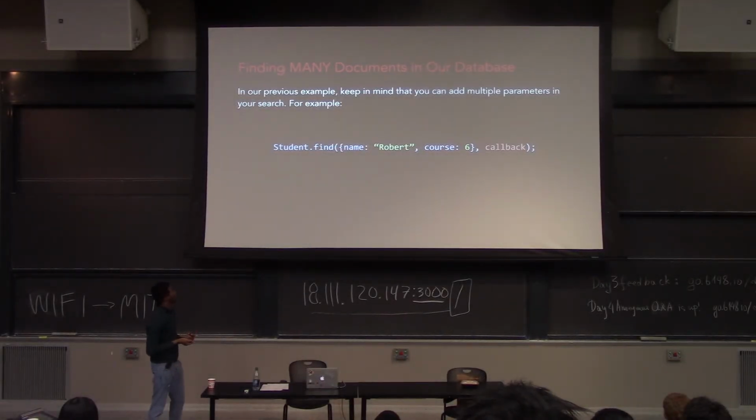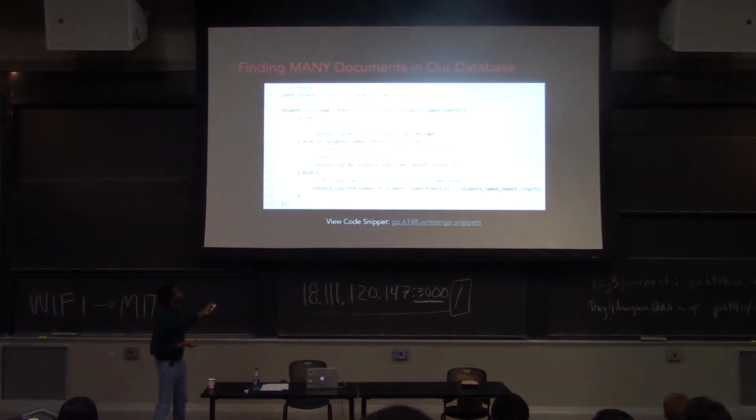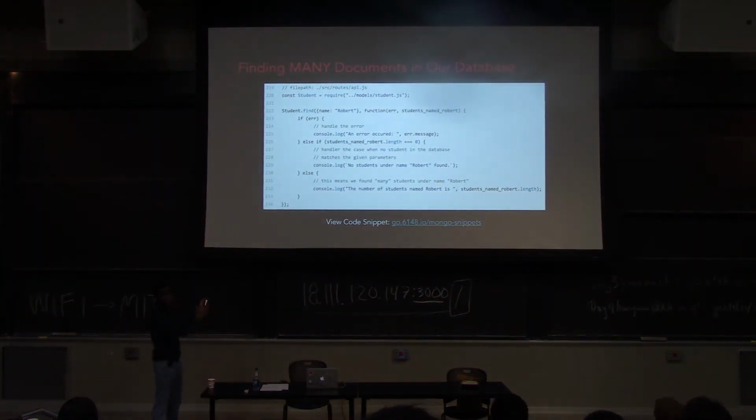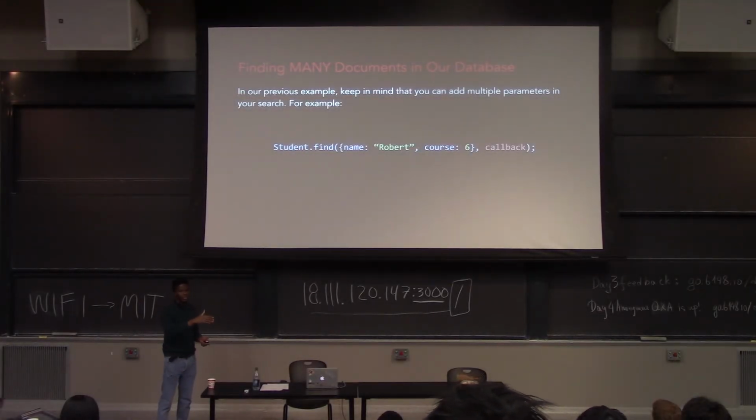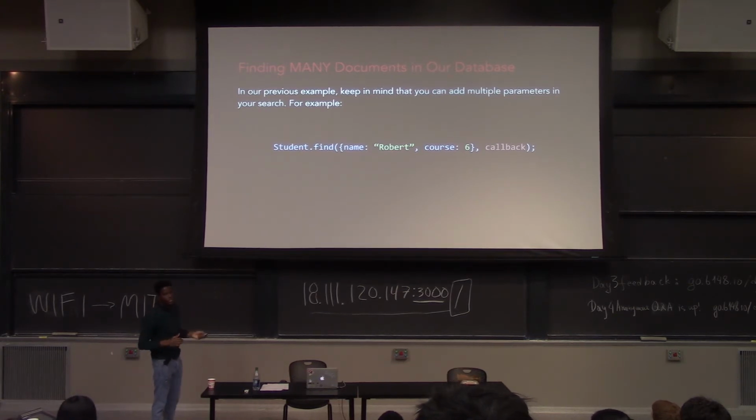I want to quickly point out right here, I only put name Robert. However, for this case and also the find one case, you can actually specify multiple parameters. I could say find all of the students whose name is Robert and all of the students who are course 6. And you just have to do that inside of this parameter. So you could specify multiple parameters in your parameter section here. That's what this is doing.